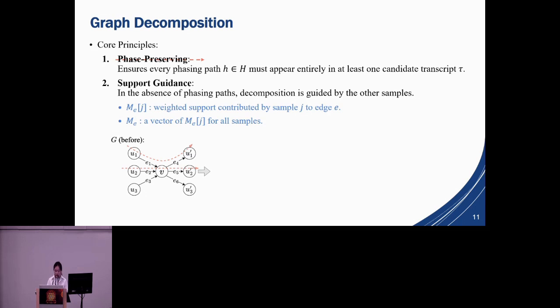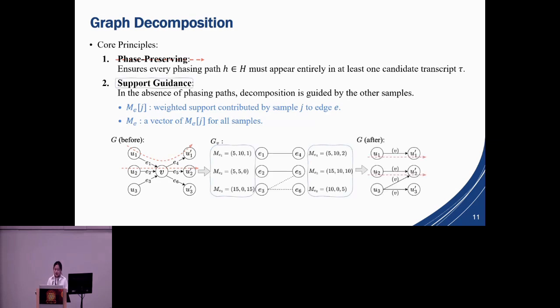In the absence of phasing paths, the decomposition is guided by the information from the other samples. For each edge E, we use the entry M_E^j to represent the weight support contributed by sample j to the current edge E. M_E is just a vector of the M_E^j, providing a comprehensive view of all the samples. In the example here with 3 samples, the M_E vector has a length of 3. Using this additional information, we are now able to design some rules to build connections for isolated vertices.